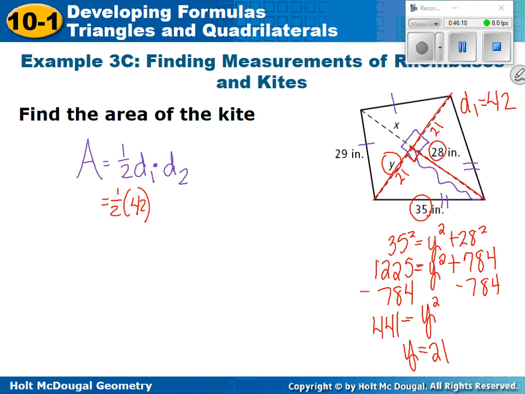Now I need to find the other diagonal. What am I going to do to find it? Pythagorean theorem again. Using which triangle? Which two sides? 29 and 21. Good, Elijah. So we have this triangle here. 21, 29, and I'm looking for x. So what will be my Pythagorean theorem for that one?